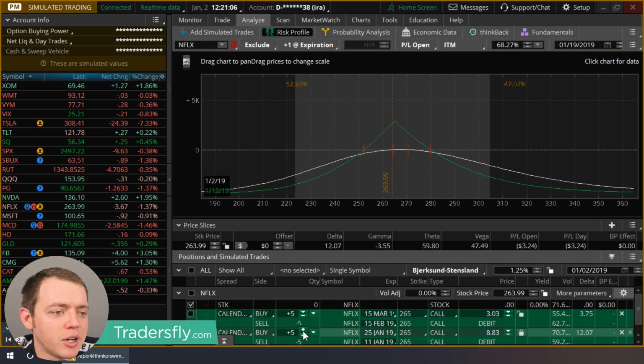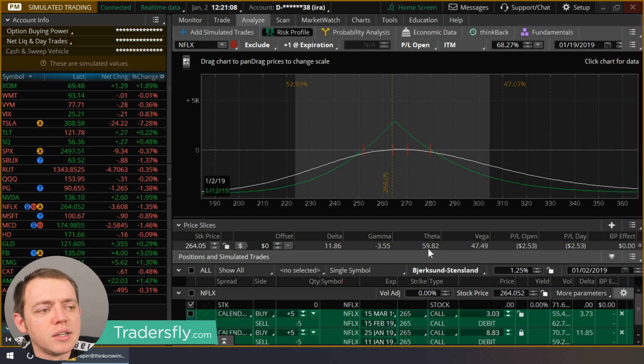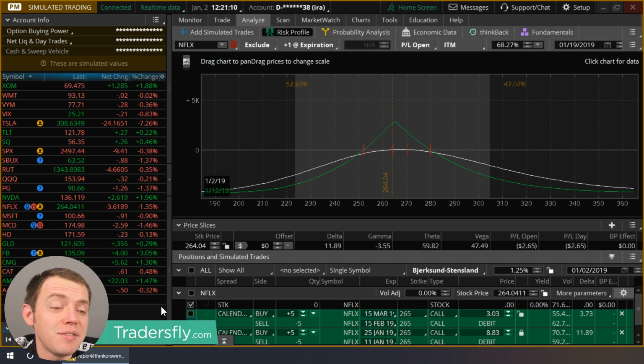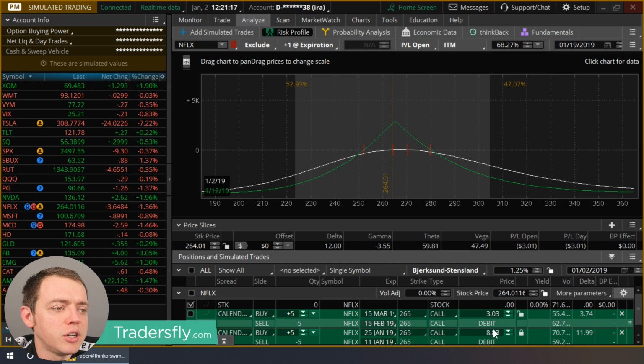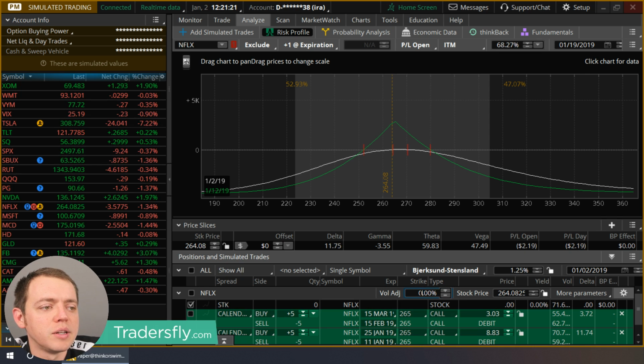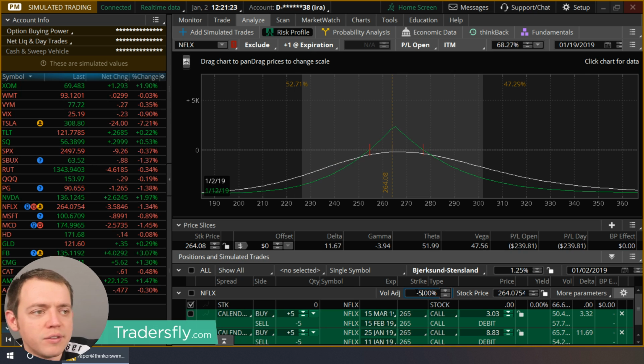So again, let's bump up the contracts to about 5. So look at that, 59 to 47. Whereas the other one, we had 39 to 49. So the theta was smaller. So here, let's say we have a volatility point again, -5.